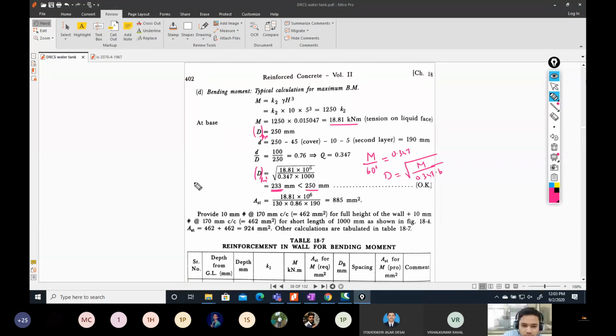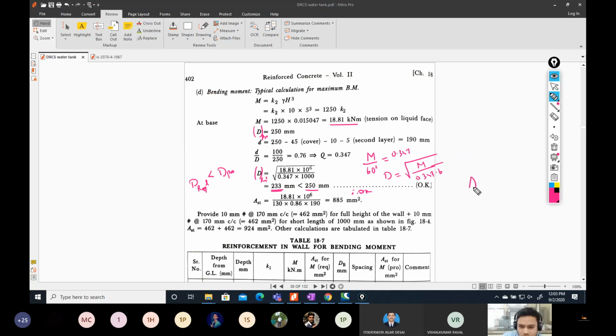So D required is less than D provided. So that means it is okay. Now we find the steel required for resisting this bending moment.